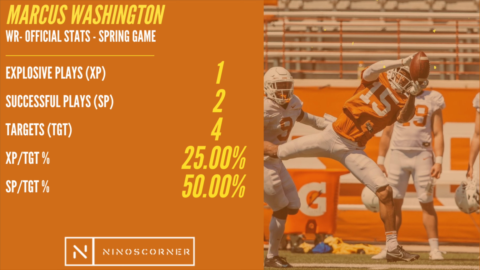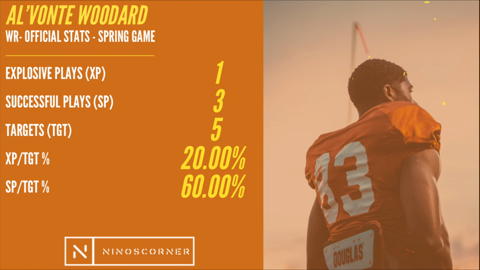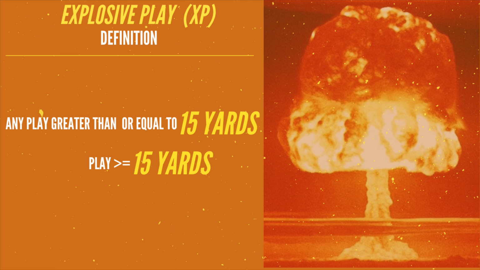And 20% tie for last place with Josh Moore, as well as Avante Woodard, 1 out of 5 targets. Guys, now when we talk about explosive plays, you want to try to get around that 20% range. If you can get just at that 20% range, you're doing something good. So that's what we like to see when it comes to the explosive plays.